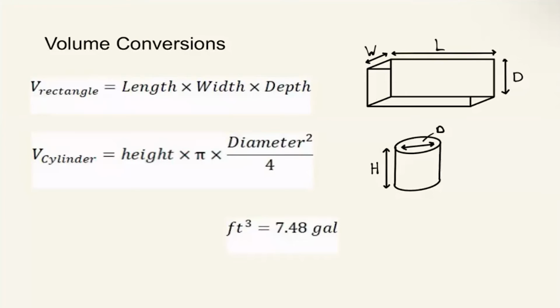So to calculate the volume, we need to know how to calculate the volume of a rectangle, the volume of a cylinder, and then also to do volume conversions. So for the volume of a rectangle, it is the length times the width times the depth. And we had all of those in our equation because we measured them. And then to find the volume of a cylinder, we multiply the height times pi times the whole term of the diameter squared divided by 4. And then another important term that we didn't know is that 1 cubic foot is equal to 7.48 gallons.